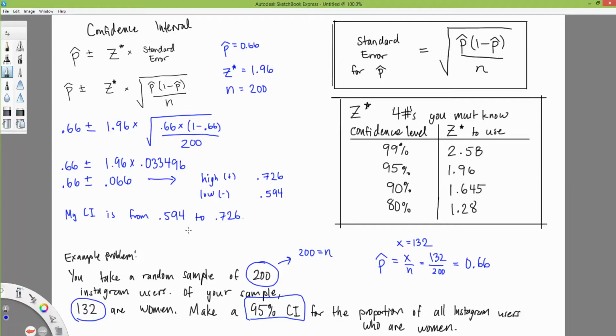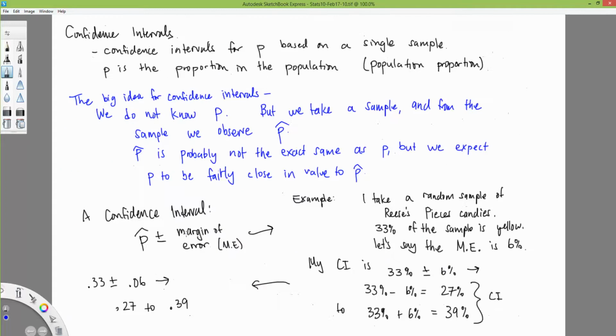Yeah. Okay, that's very good. That's important, right? So I said don't lose sight of the big picture. Okay, and so we got the calculation of the confidence interval. We just followed these steps here. Okay, but the application, the interpretation, this is the important part. Okay, and so let's go back to our definition. It says we don't know P, but we take a sample, and from the sample we observe P hat, and P hat's not exactly the same as P, but we expect P to be fairly close to P hat.